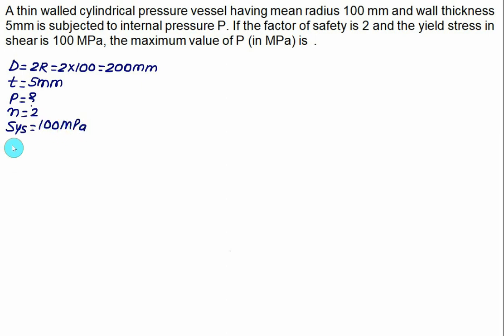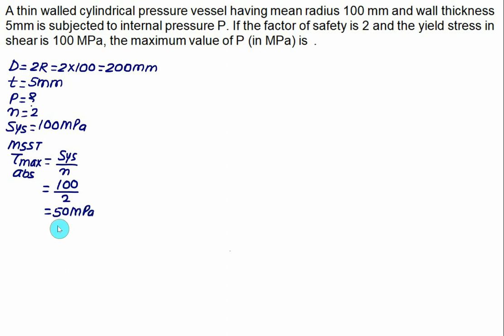So if we use here the maximum shear stress theory, that is MSST, then we have tau max absolute value equal to SYS divided by factor of safety. So we have SYS equal to 100 and factor of safety equal to 2. So the maximum value of the shear stress, the absolute value, is equal to 50 megapascal.